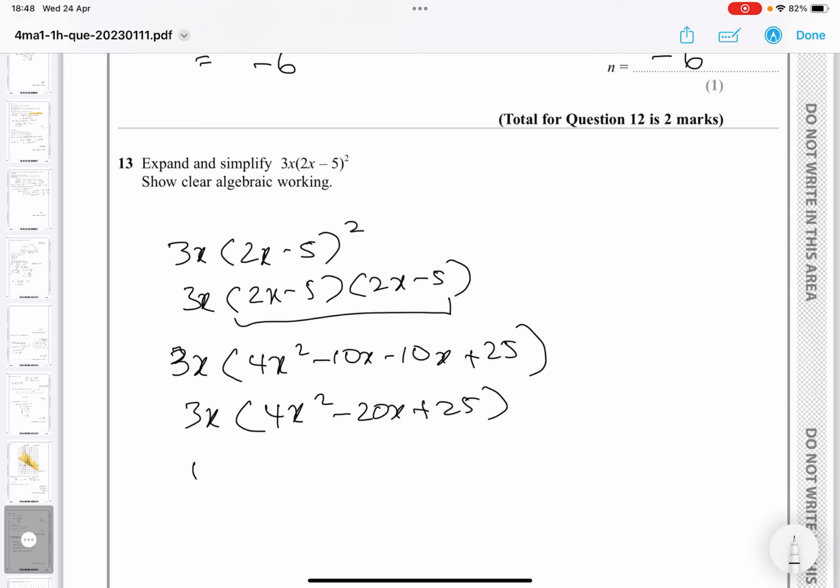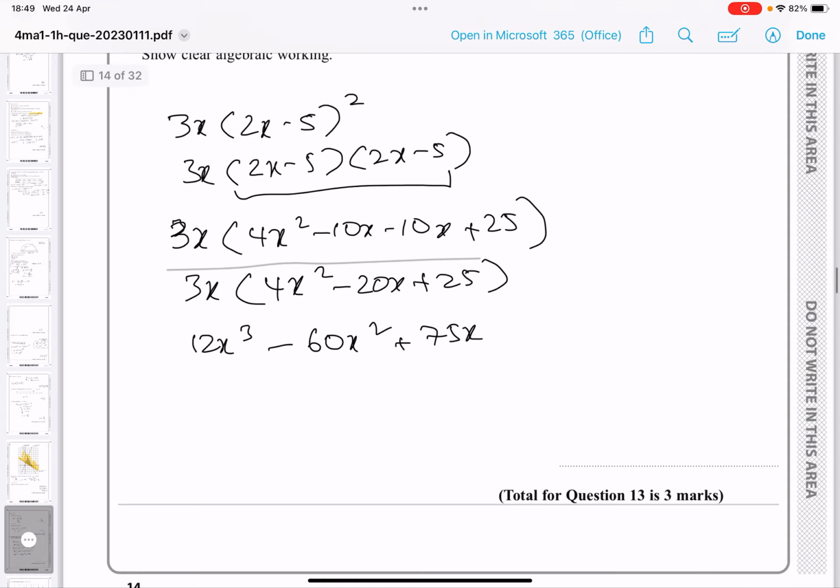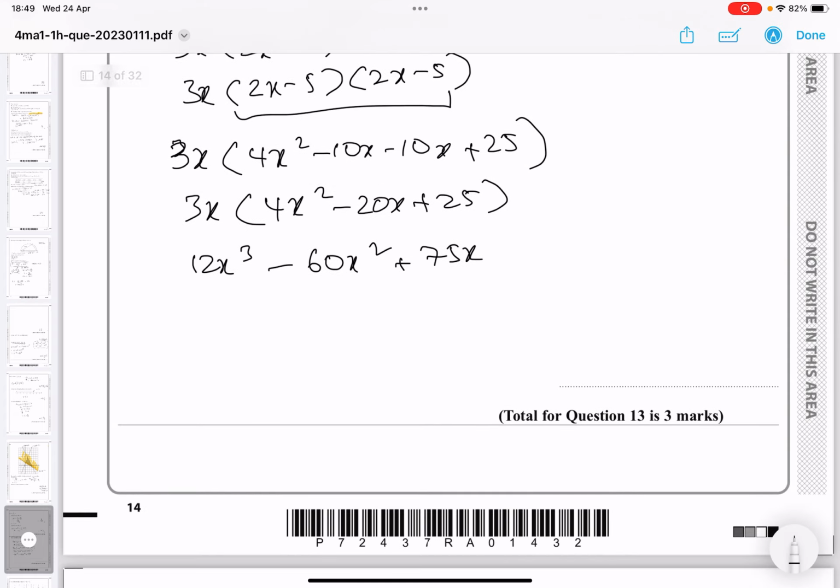So that should give you an answer of 12x cubed when you multiply 4x squared by 3x. Minus 60x squared plus 75x. Okay? Cool. Let's just write that here. 12x cubed minus 60x squared plus 75x.